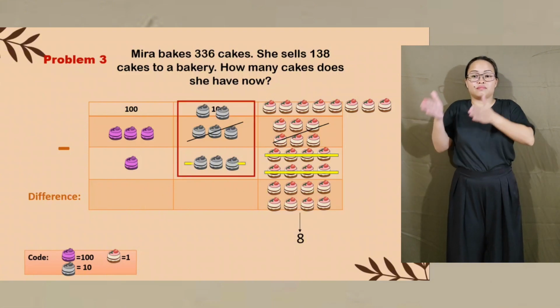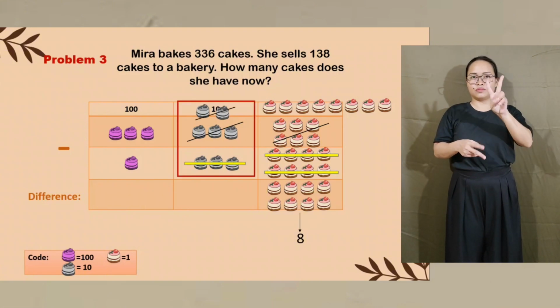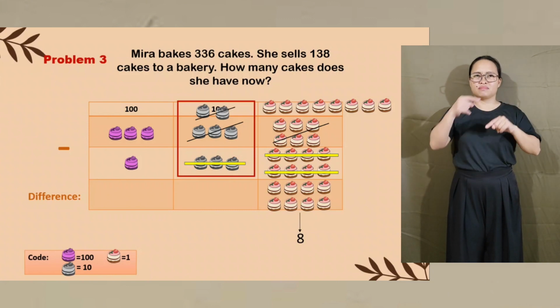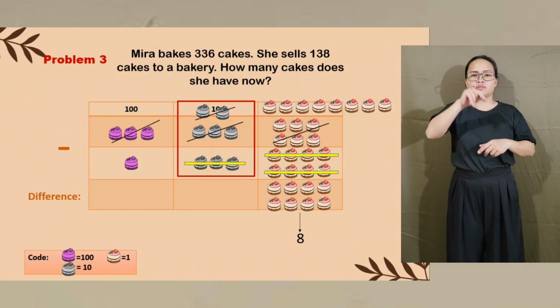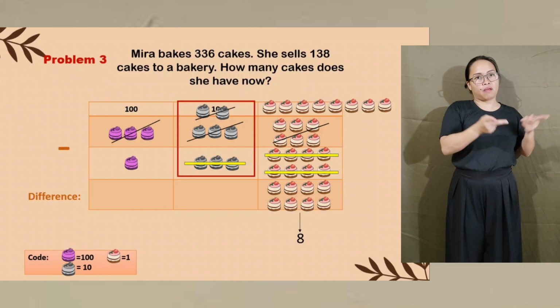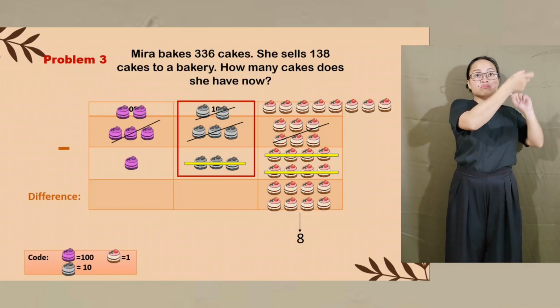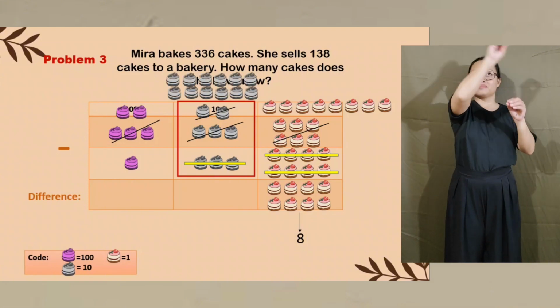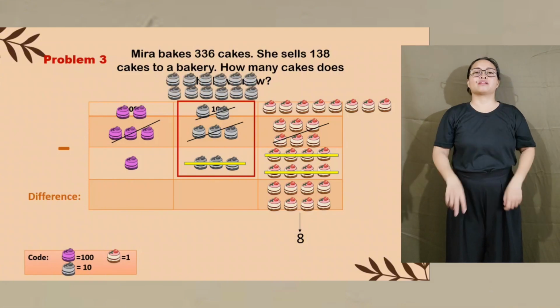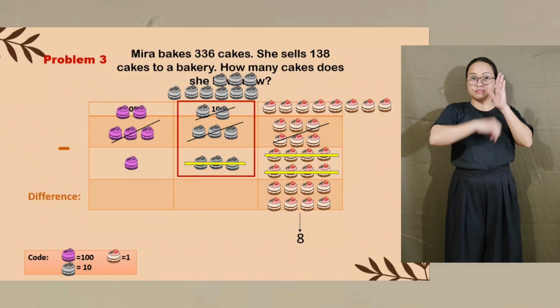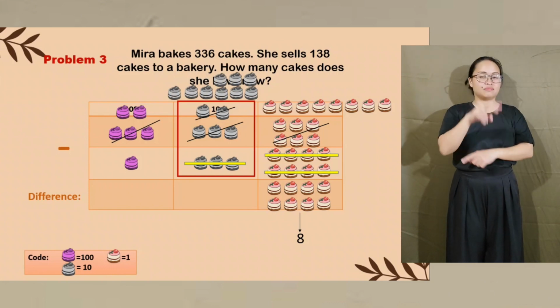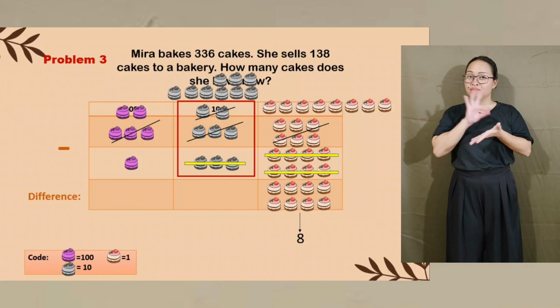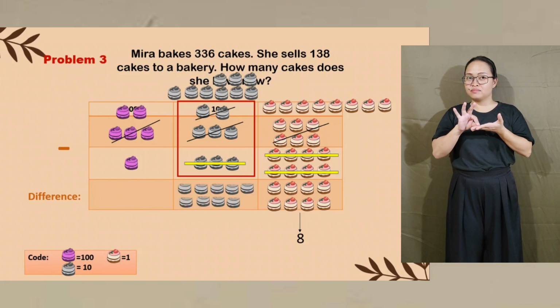Now 2 minus 3. 2 minus 3 is not possible, so we need to borrow from hundreds place. So 3 becomes 2 and 2 becomes 12. So we can now take away 3 from 12. So we are now left with 9 cakes.